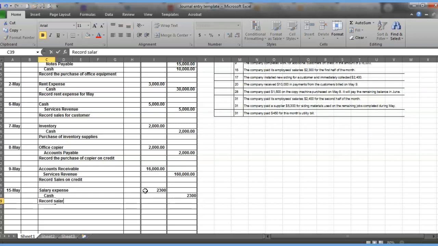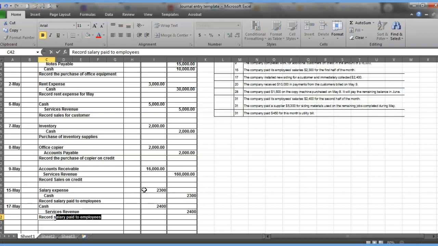Record salaries paid to employees. And I'm going to go to the next, which is the 17th of May. Company installed new siding for a company and received cash, $2,500. So I received money for the services I've rendered, and I'm going to call this services revenue. Again, I'm increasing my cash with a debit, and I'm increasing my revenue or my equity with a credit.